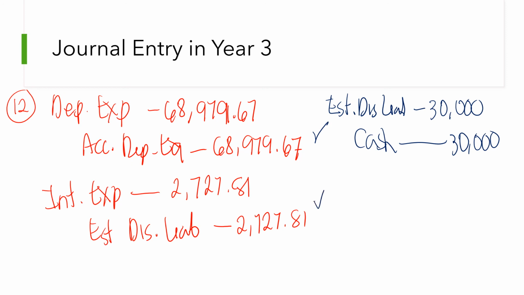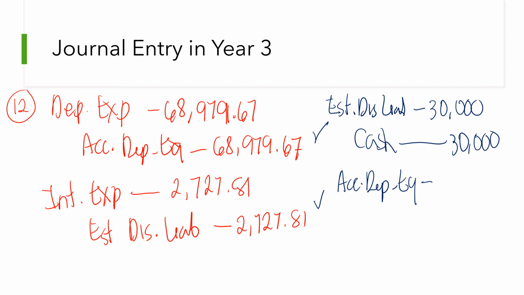Derecognize means we need to deduct the equipment from the list of our assets. So our journal entry is just to reverse the value of the asset. As of the end of year 3, the value of the asset is 206,939, and the accumulated depreciation is equal to the cost, 206,939, because there is no salvage value. So our journal entry is debit to accumulated depreciation, equipment.